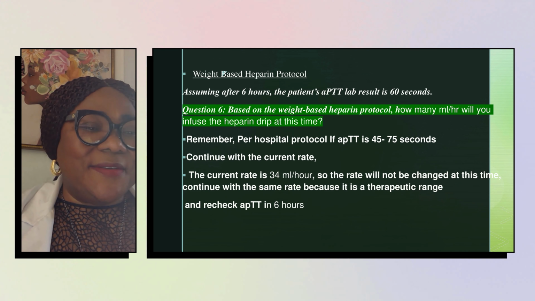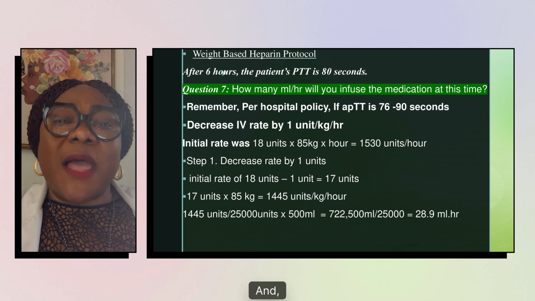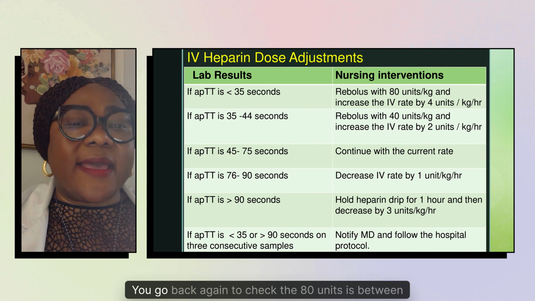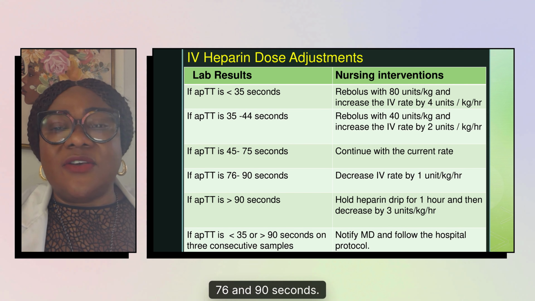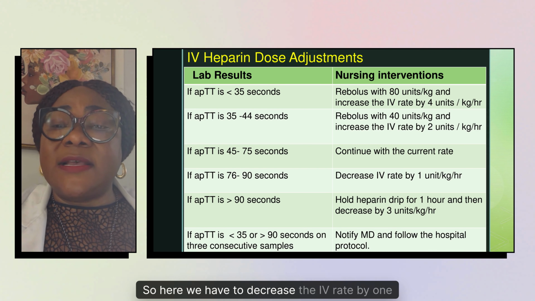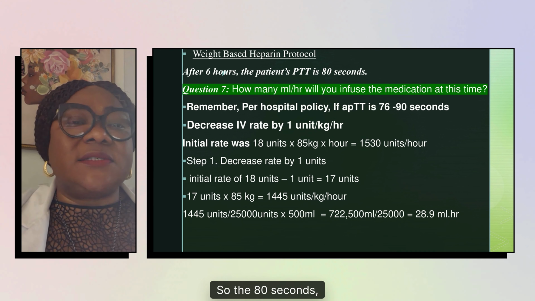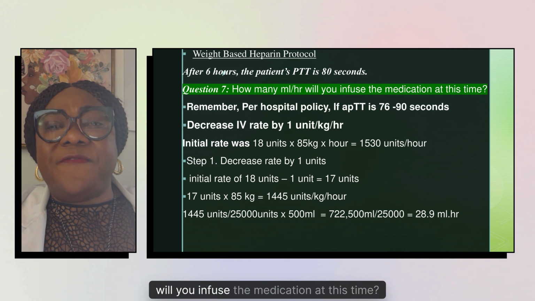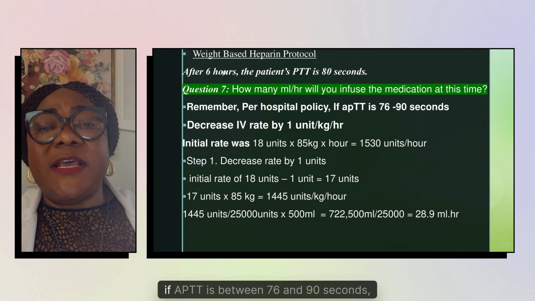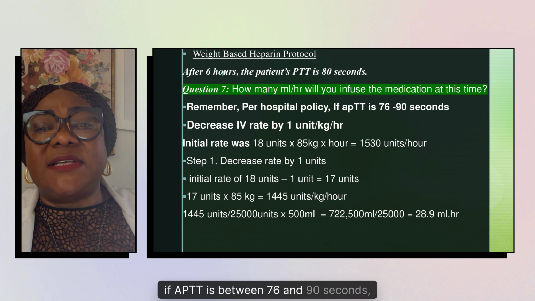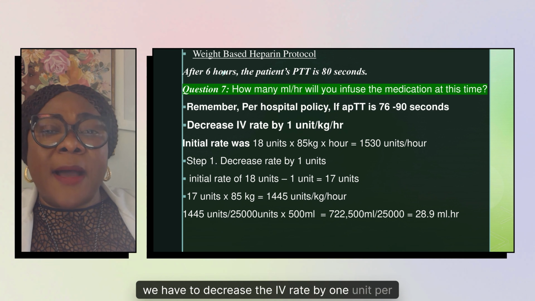Then after 6 hours again, your result came back and it's 80 seconds. You go back again to check. The 80 seconds is between 76 and 90 seconds. So here we have to decrease the IV rate by 1 unit per kg. So the 80 seconds, how many ml will you infuse the medication at this time? That is the question. So remember, per hospital policy, if aPTT is between 76 and 90 seconds, we have to decrease the IV rate by 1 unit per kg per hour.